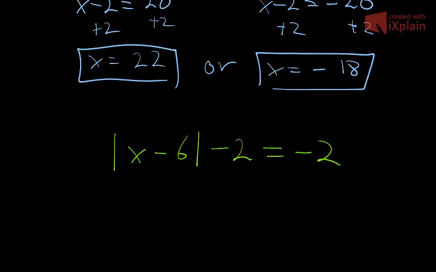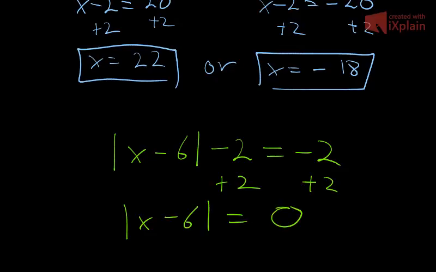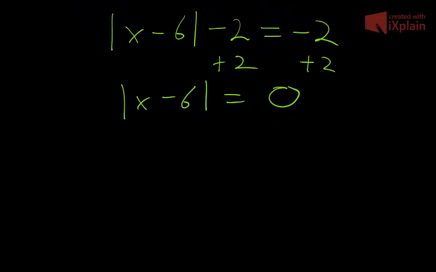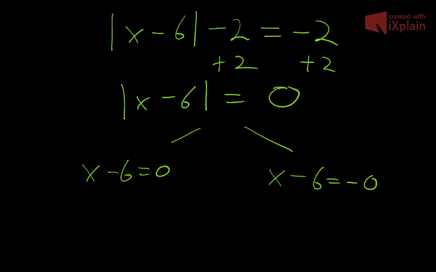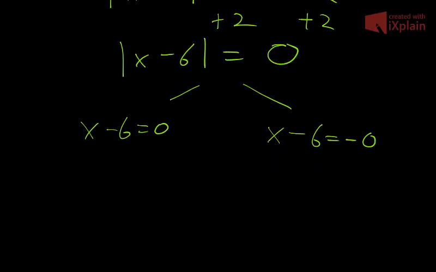First, I'm going to isolate my absolute value. So to do that, I just have to add 2 to both sides, and I get the absolute value of x minus 6 equals 0. So I can split this up, ignore the absolute value here, I get x minus 6 equals 0, and on this side, make the other side negative, x minus 6 equals negative 0. But negative 0 is just 0, so this gives me x minus 6 equals 0 again. And if we look, these are the same.